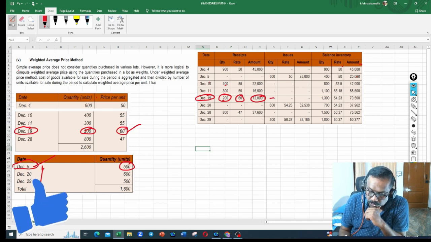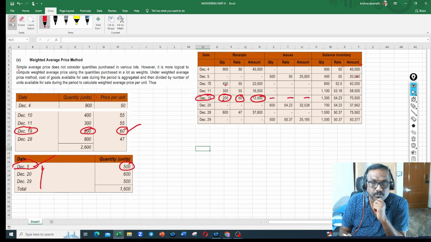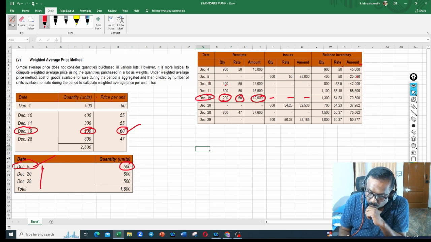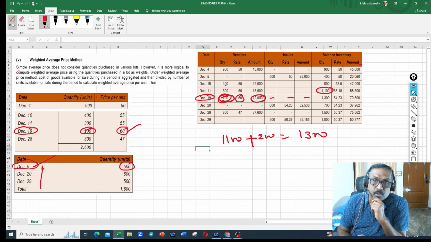Then there are no issues, so no issues we have to show. Now you need to show the closing inventory. Previous inventory was how much? 1,100. Plus, how much did we currently purchase? 200. Take 200. So how much will it become? Your closing inventory will become 1,300.